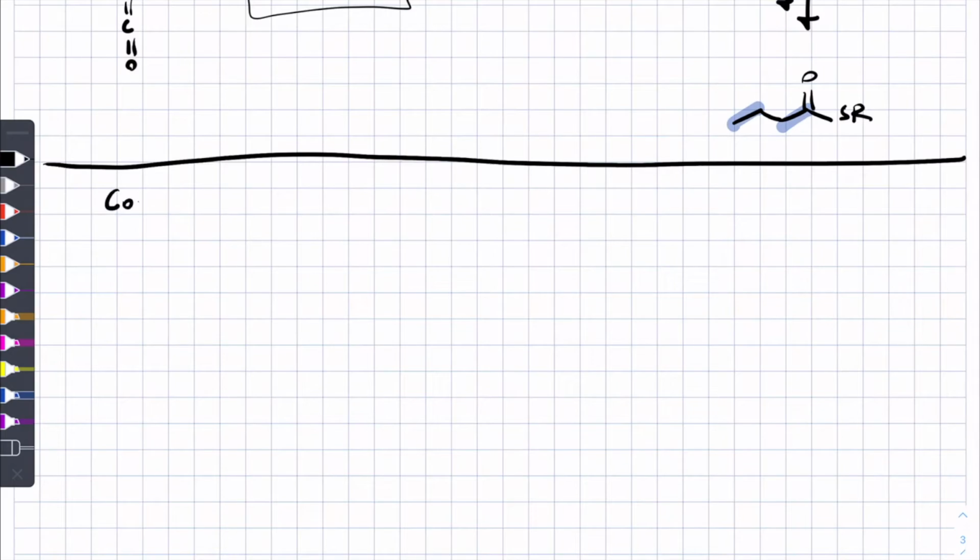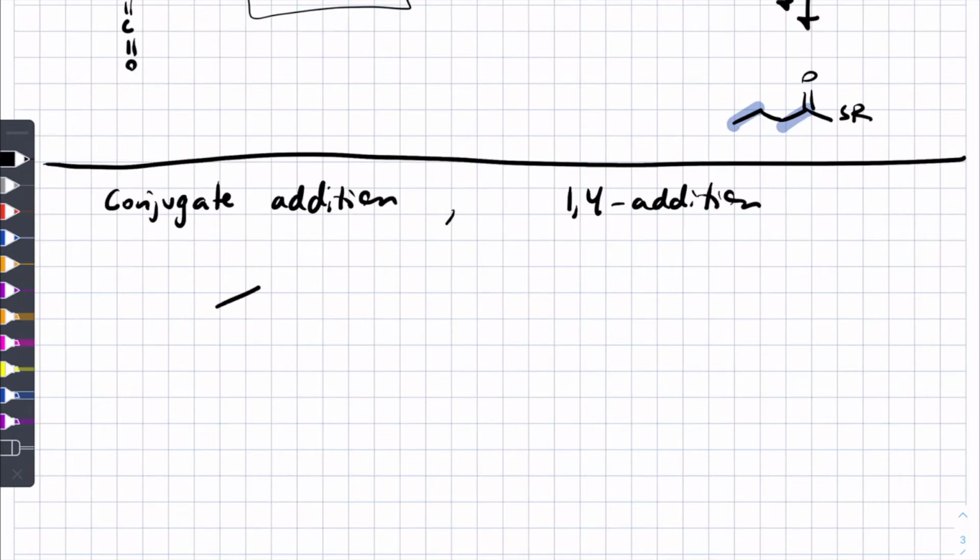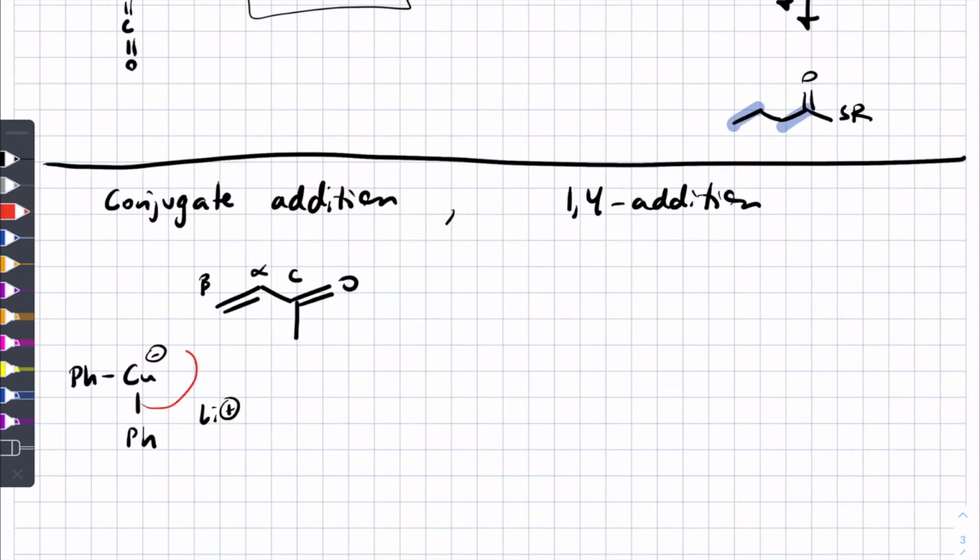We're going to talk now about conjugate addition. You've encountered this before when you've had an alpha-beta unsaturated carbonyl compound. We talked about how cuprates, such as this one, maybe phenyl cuprate, will, because of their unique structure, deliver the nucleophile to the beta carbon rather than to the carbonyl carbon.